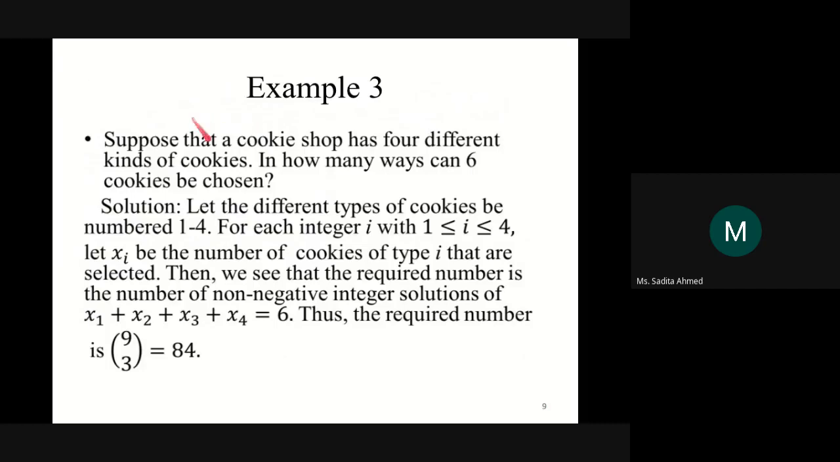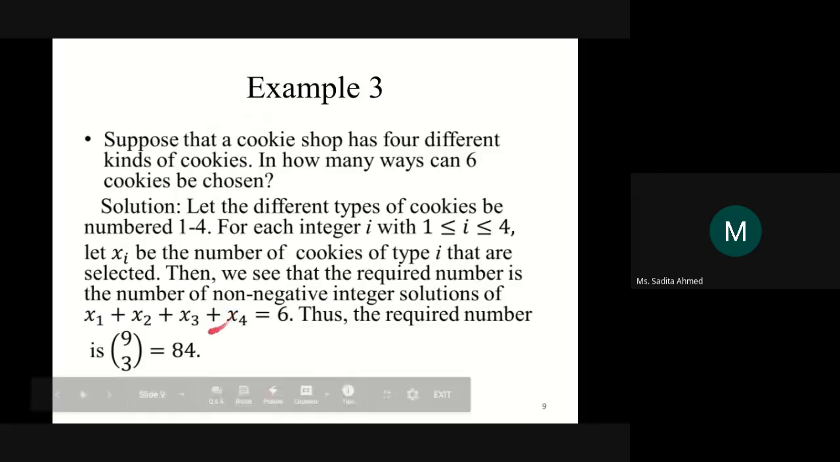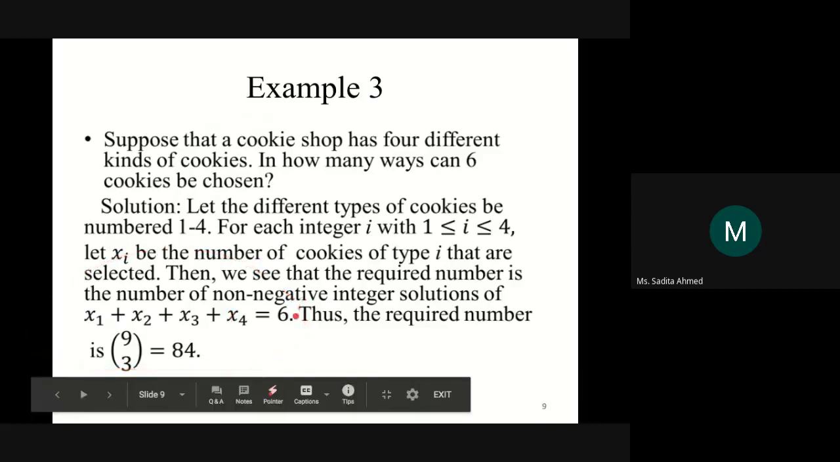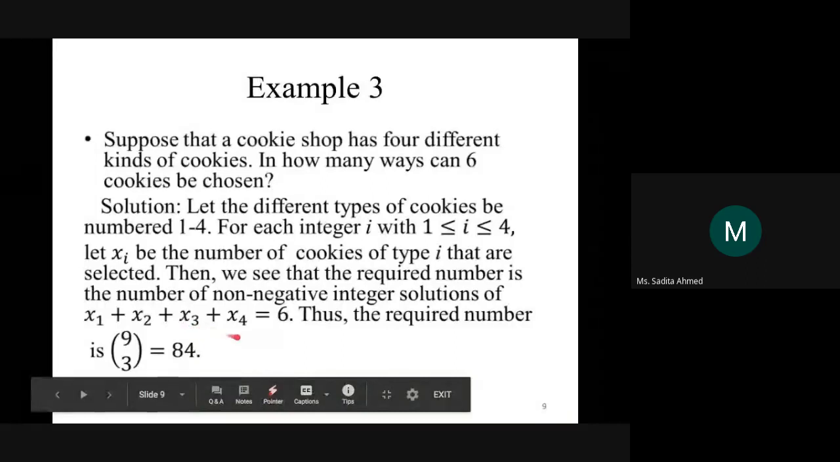So we had 4 different kinds of cookies, 4 different types of cookies, where we have to choose 6 cookies. So the number of cookies you choose of the first type, if you represent that with x1, the number of cookies that you choose of the second type, x2, the number of cookies chosen of the third type, x3, and the number of cookies chosen of the fourth type, x4, then can we not say that the summation has to be equal to 6? You have to choose 6 cookies in total. And if you choose x1 cookies of the first type, x2 of the second type, x3 of the third, x4 of the fourth, the total number should sum up to 6, basically, right?